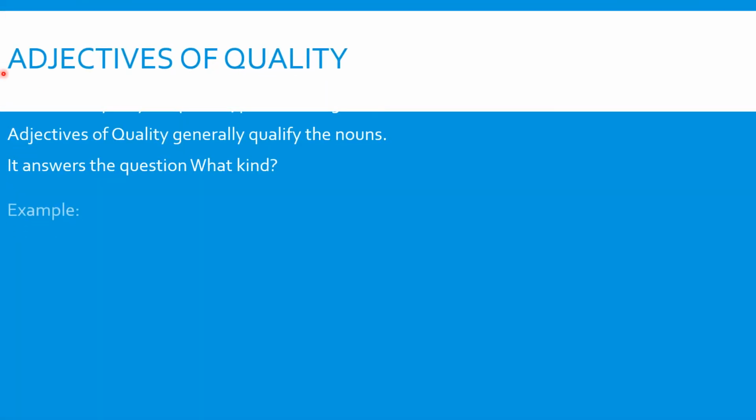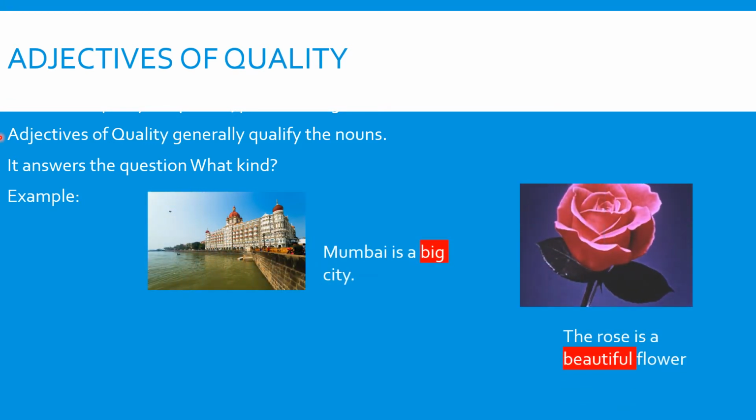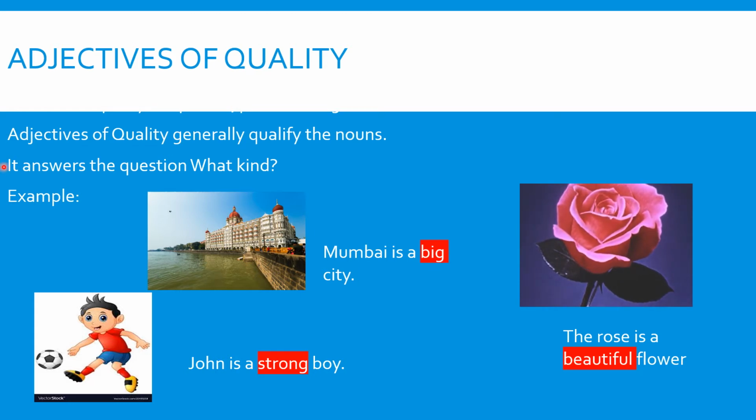Adjectives of quality. Adjectives of quality generally qualify the nouns. It shows the kind or quality of a person or thing. Adjectives of quality answer the question, what kind? Look at the following examples.